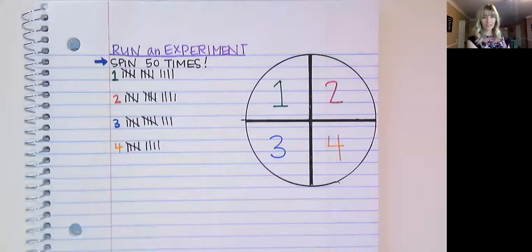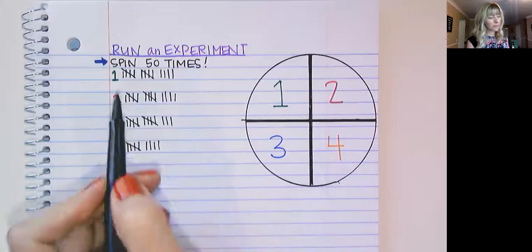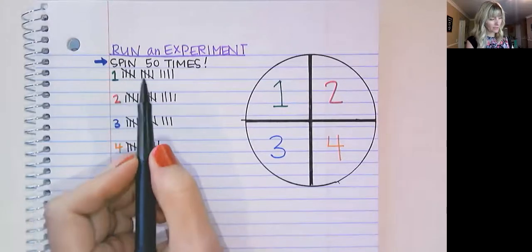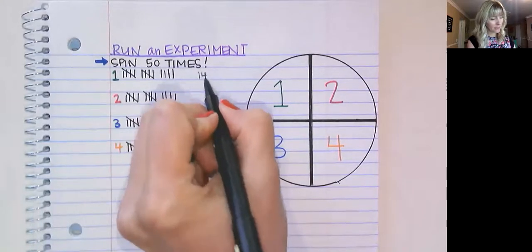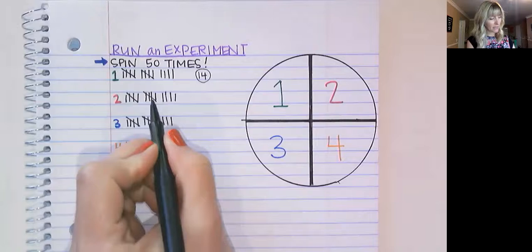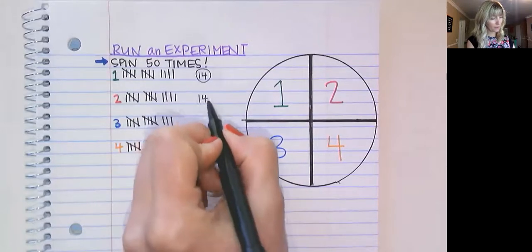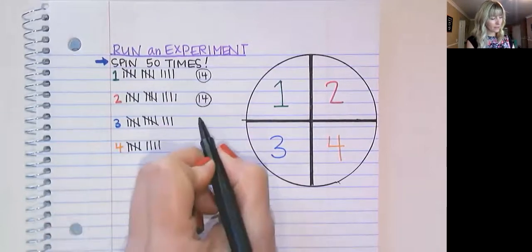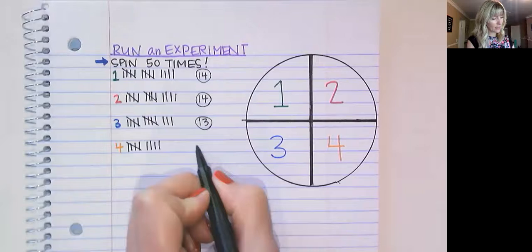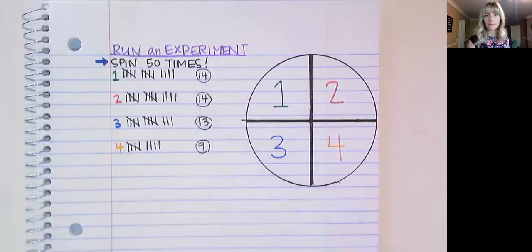Ta-da! Here's what Adeline and I got. She kept spinning and I kept recording and tallying up. So I'm just going to write off to the side here. I got 14 times I got a 1, 14 times I got a 2, 13 times I got a 3, and 9 times I got a 4. Now, just to double check, I'm going to add those up. 14 plus 14 plus 13 plus 9 is 50.